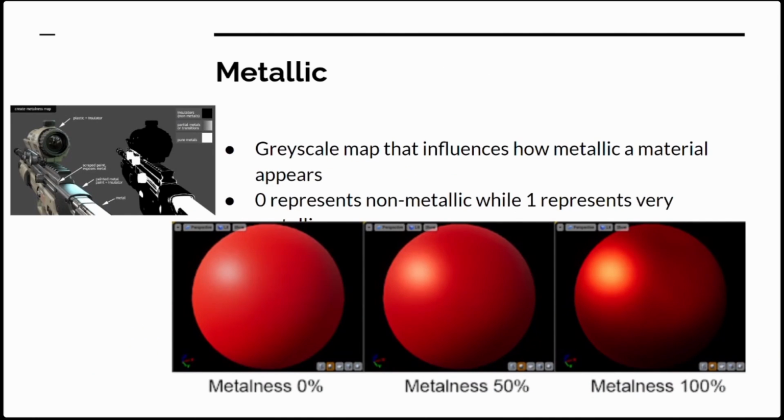We'll fix that later. Metallic is a grayscale map that influences how metallic a material appears, like it says. 0 represents non-metallic, while 1 represents very metallic. Apparently, I cut that off. You can see a representation of that rendered in Unreal Engine, I think. It doesn't change a whole lot, but it just changes the way your colors are interpreted. Metallic doesn't change the reflectivity of it. That's still what roughness does. This just makes it look more like the way a metal looks as it tarnishes and such.